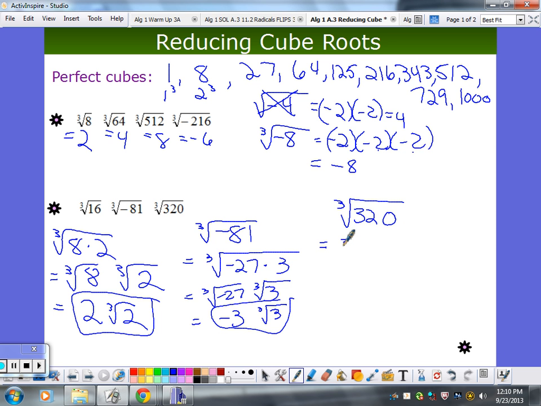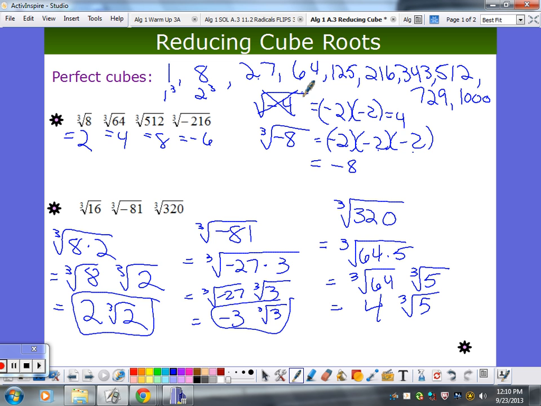So this becomes the cube root of 64 times what? Yeah. Break them apart. Cube root of 64 is 4 times the cube root of 5. And I can just count, right? Here's 64. 1, 2, 3, 4. The cube root of 64 is 4.